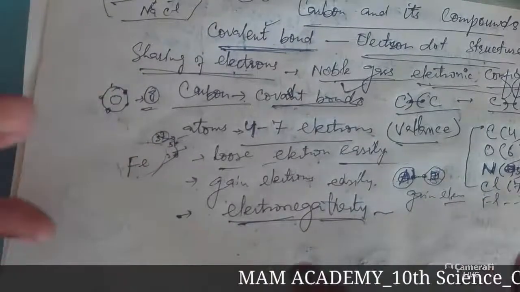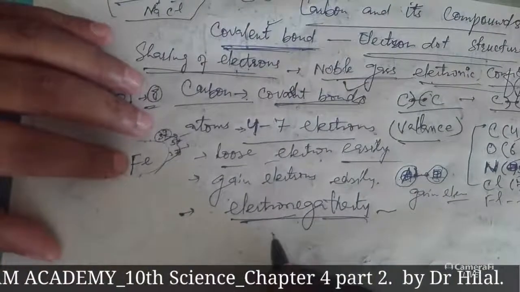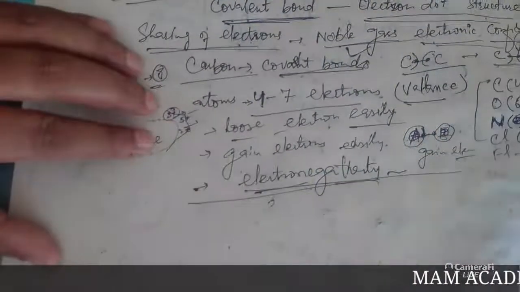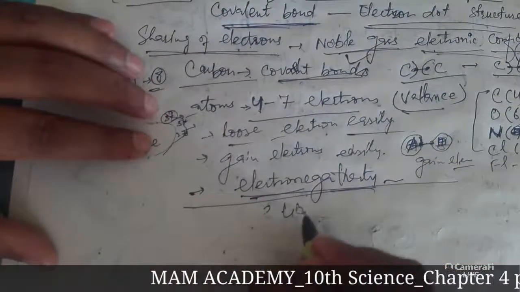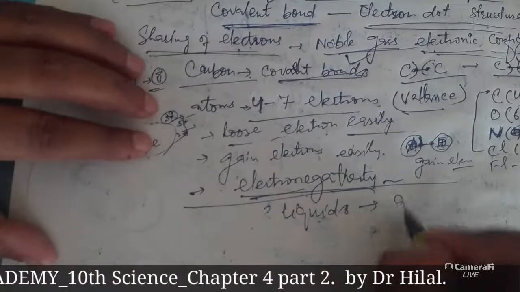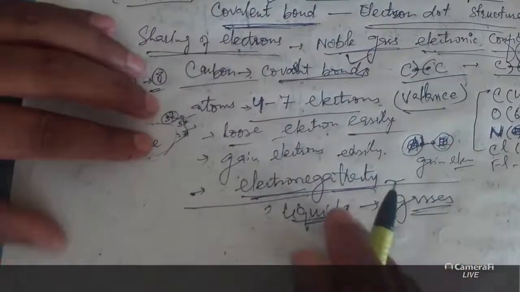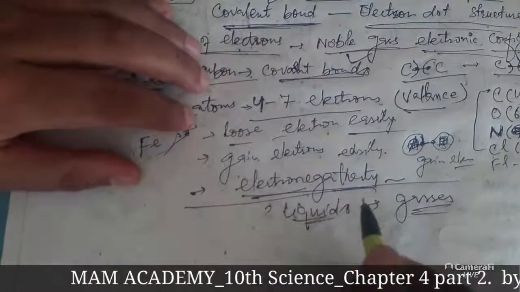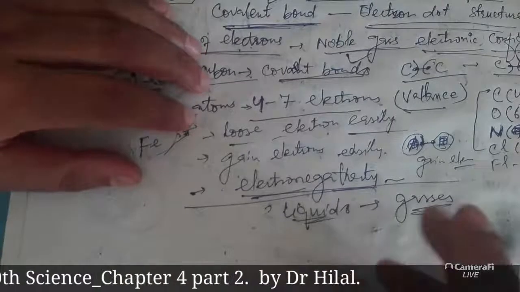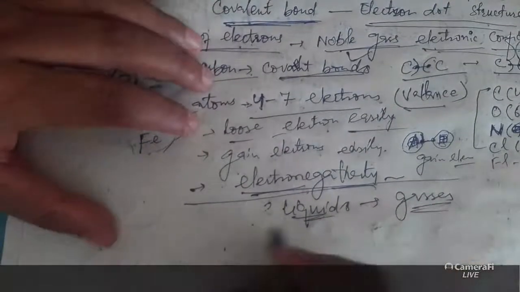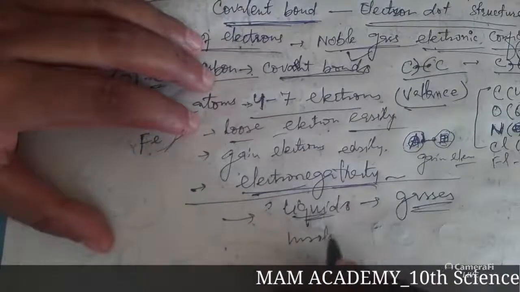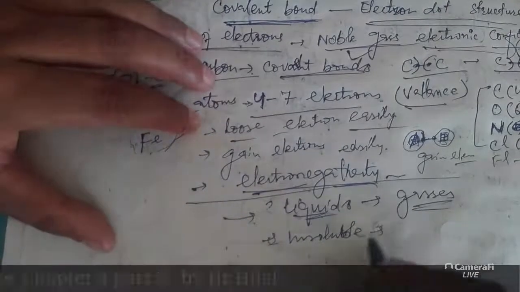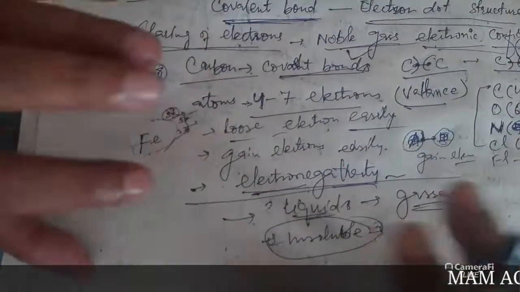Then there are some physical properties of covalent bonds. Compounds formed by covalent bonds are generally liquids or gases. But some covalent compounds may also exist in solid form. Mostly they are insoluble in water. They cannot easily get mixed with other atoms.